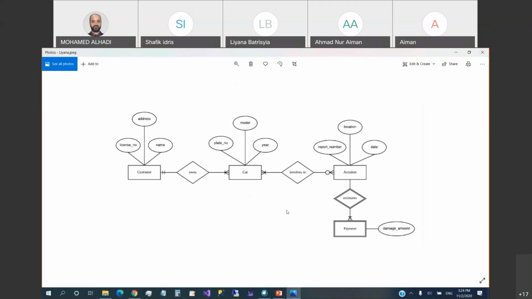I think based on my search, the Entity Relationship Plus is the most proper for this course. But it's up to you. If you want to use this one, you can use it. No problem. Anyone can use it. Okay.